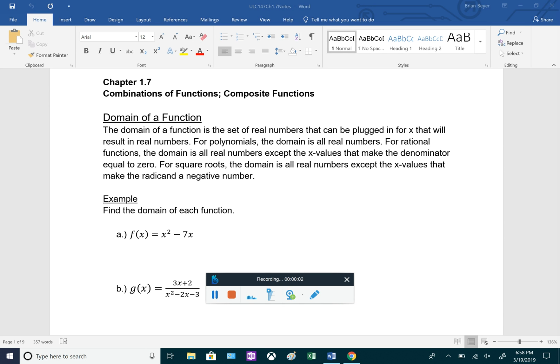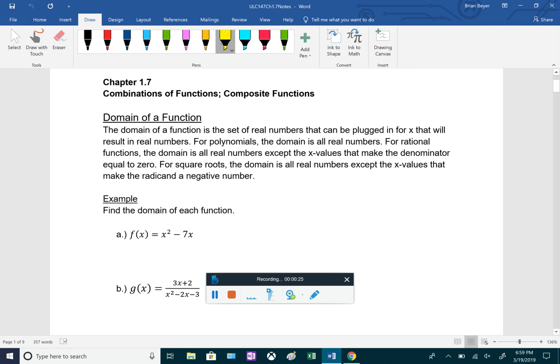Chapter 1.7 we'll be doing combinations of functions and composite functions. So before we get into that, let's just recall what domain is of a function. The domain of a function is going to be the set of numbers that can be plugged in for x. So domain is going to be the set of x values that when we plug them in result in real numbers.